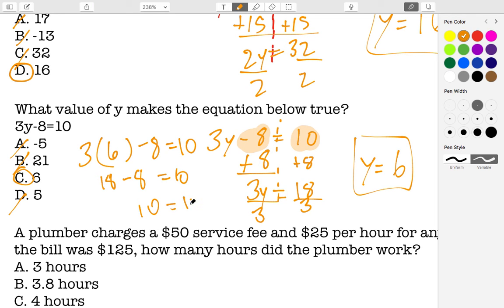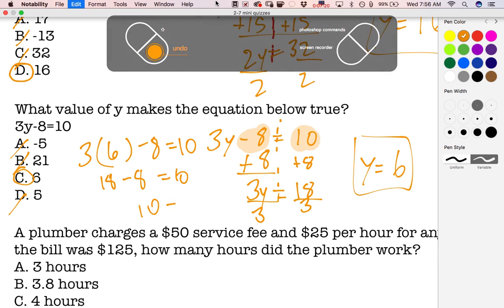10 equals 10. So if you forget all of these steps, you can also substitute in, but you would have to do it for all 4 of these. Now if you plug in negative 5, you're going to get something that's not going to be equal. What's 3 times negative 5? Negative 15.